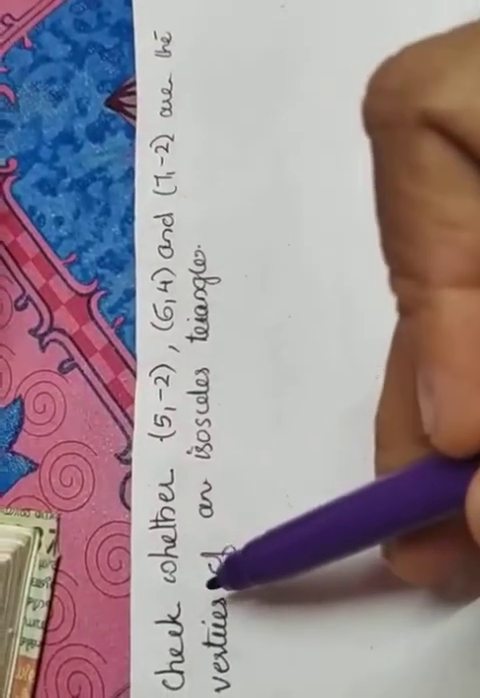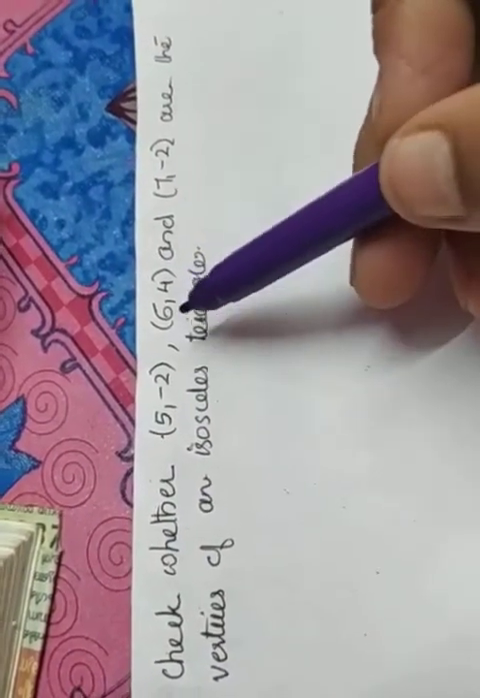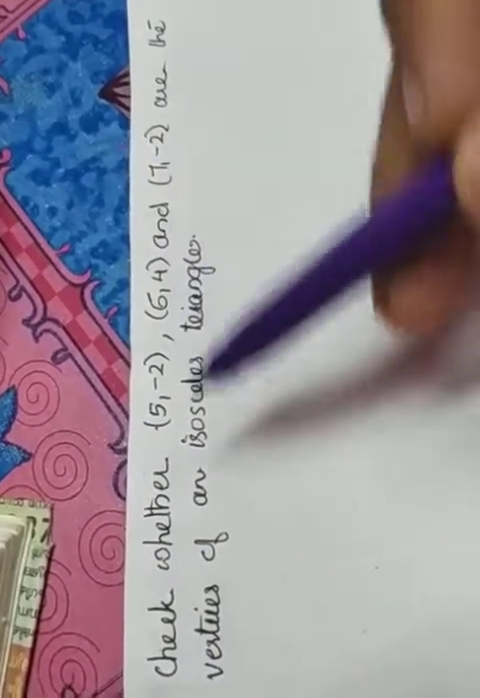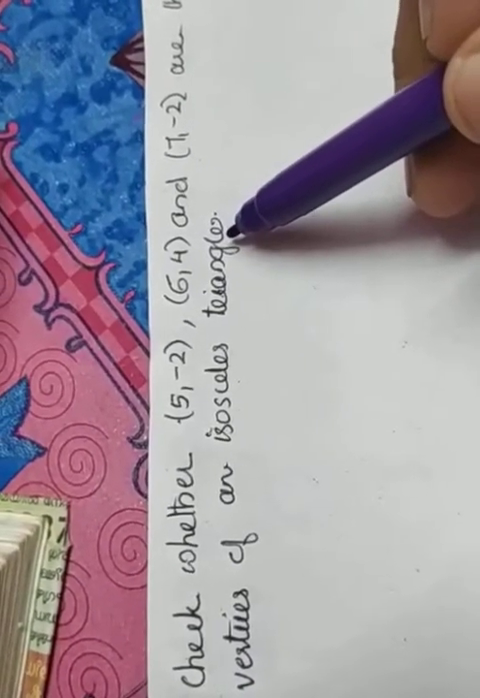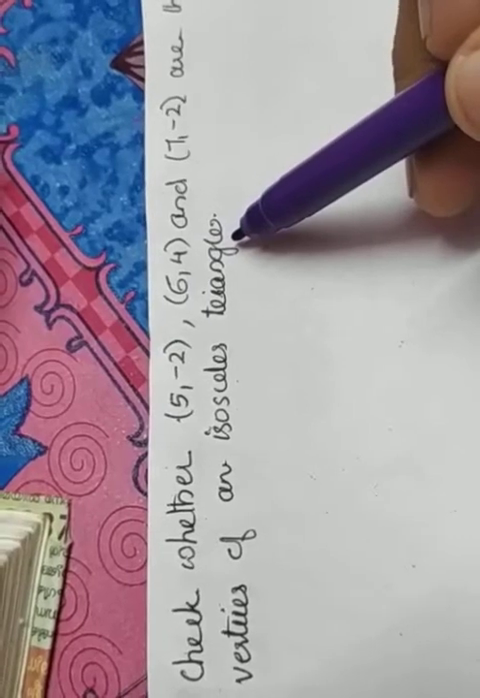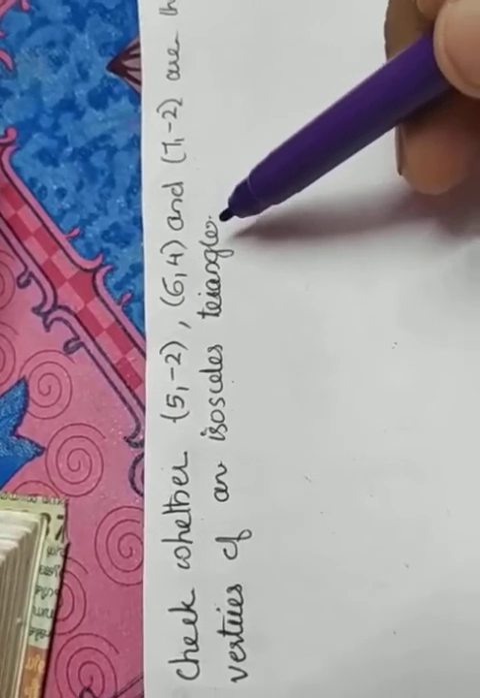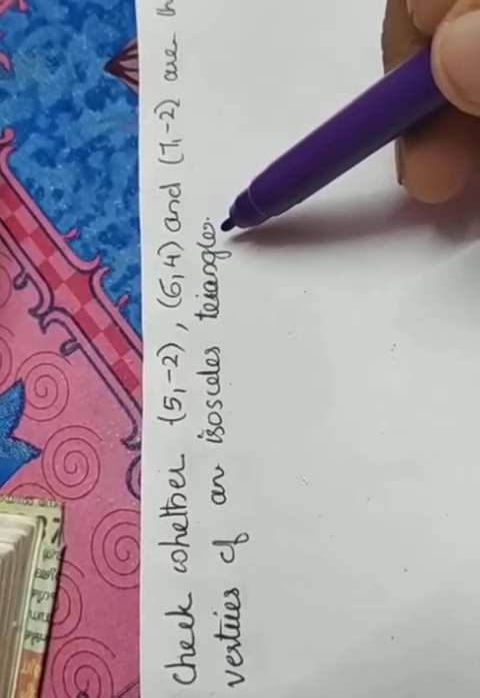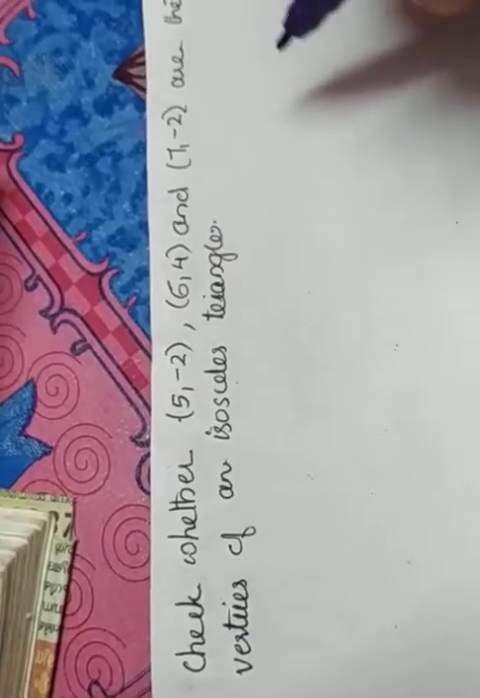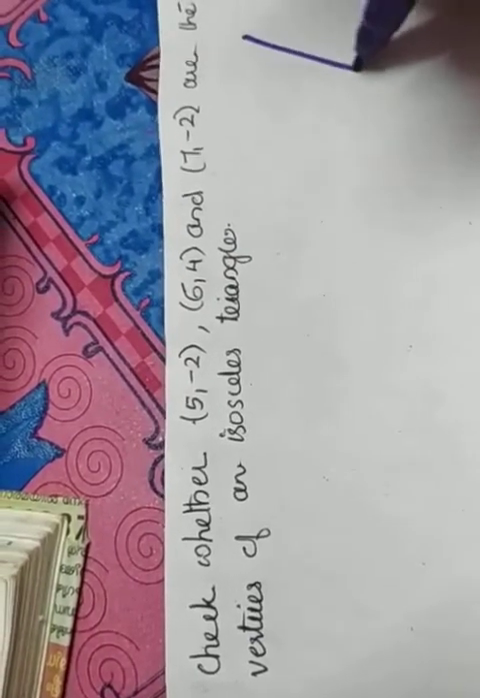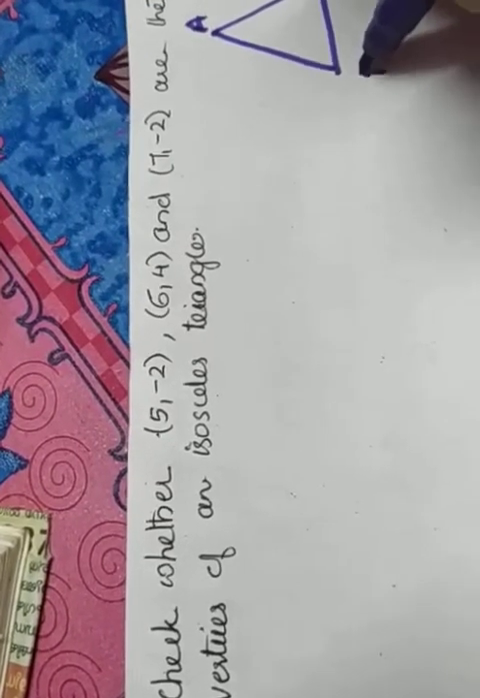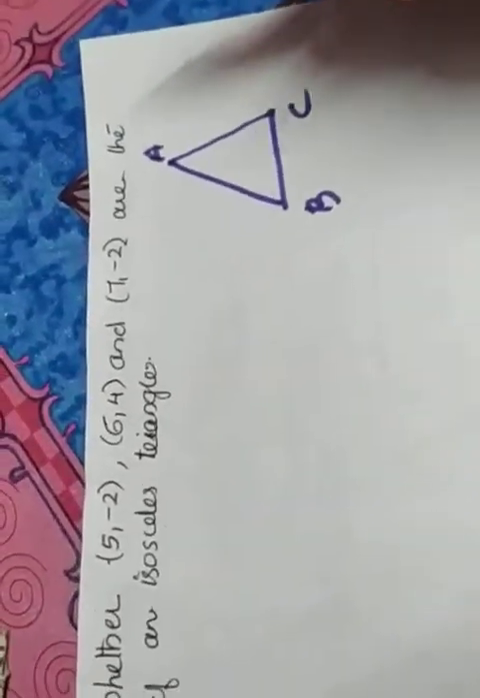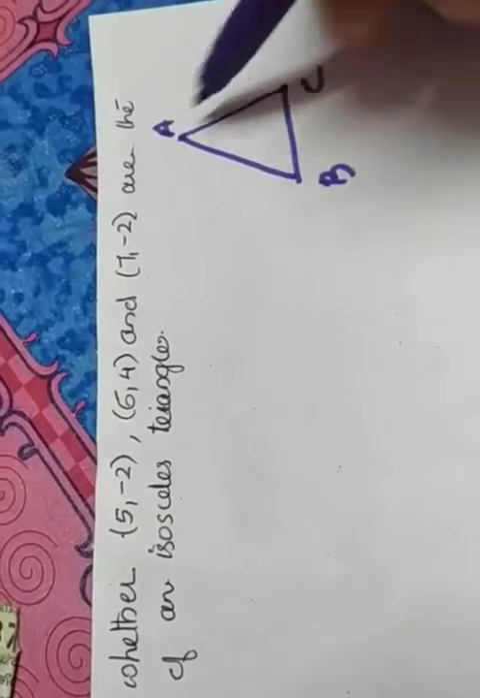The next question: check whether (-5, 2), (6, 4) and (7, -2) are the vertices of an isosceles triangle. What is the specialty of an isosceles triangle? An isosceles triangle has two equal sides. There are three sides for a triangle, and there will be two sides equal for an isosceles triangle. So if I name the given points A, B and C, the triangle will be somewhat in this shape. We have to check whether any two sides are equal.